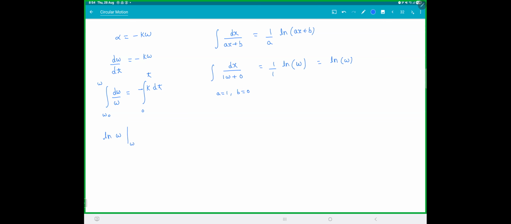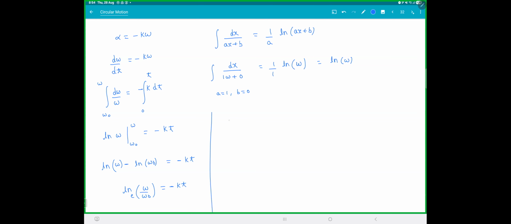Limits will go from omega naught to omega, is equal to minus kt. ln a minus ln b is ln a by b. I hope that much you know. It is minus kt. This can be written as ln omega by omega naught. This is a very common integration, right? Remember this. This will come, I think, at least 10 more times, so you will see. This will keep popping up everywhere. So then you know how to do this ln.